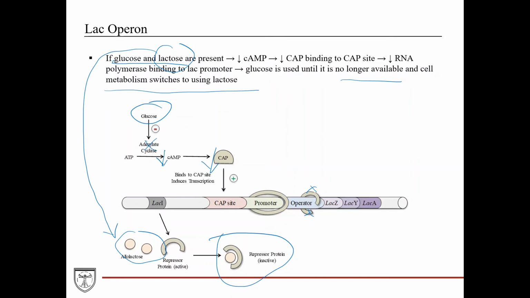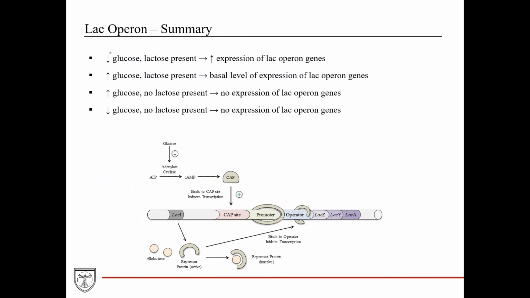However, the gene is ready because it has some lactose present. You're not going to have this repressor protein bound, and so when glucose is used up, the cell can easily switch to using lactose as its main substrate. When glucose is used up entirely, this is going to switch, and you're going to have increased cyclic AMP and increased CAP. All right, so now to summarize these scenarios, just so you have these down and you're ready for your test.